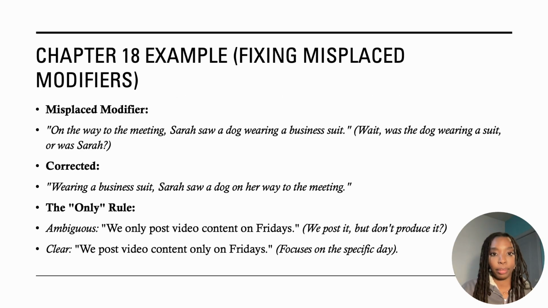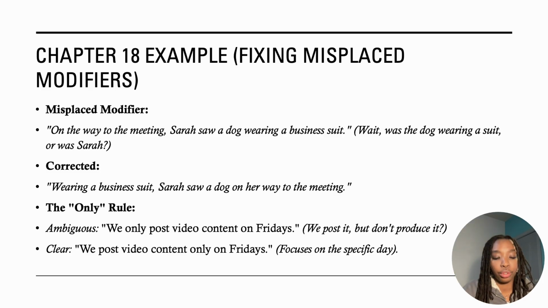So here's an example. If you write, "On the way to the meeting, Sarah saw a dog wearing a business suit," the modifier sits next to "dog," making it sound like the dog itself is in the formal attire. So moving the phrase next to Sarah fixes the whole meaning immediately and sounds better. So it says, "Wearing a business suit, Sarah saw a dog on her way to the meeting."